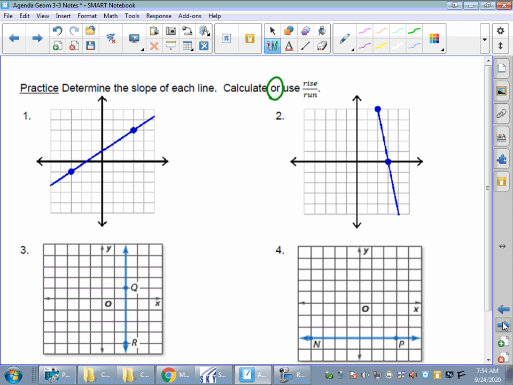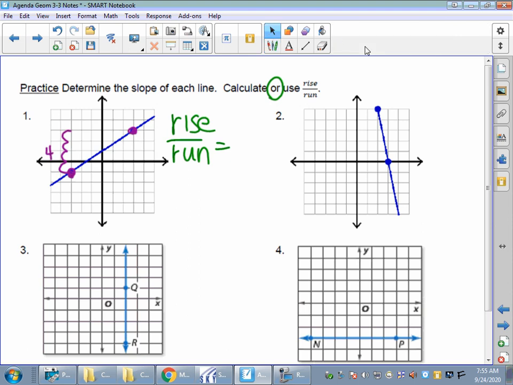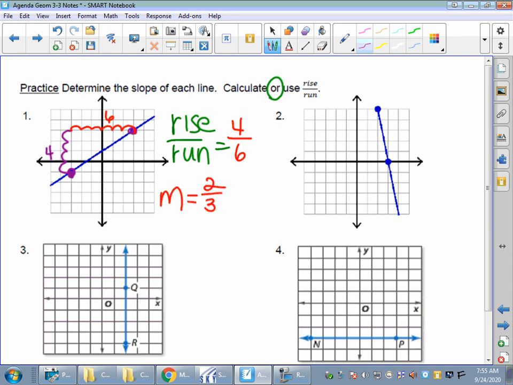So let's do this first one with rise over run. From this point right here to this point right here, how far up do we go? 1, 2, 3, 4 units, right? And then the run or across is 1, 2, 3, 4, 5, 6. So rise over run is 4 units over 6. Of course, everybody's going to simplify that down to 2/3. Yes, you must simplify, and yes, keep it as a fraction.